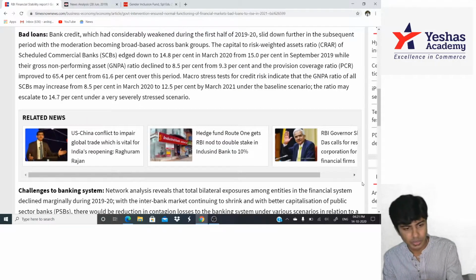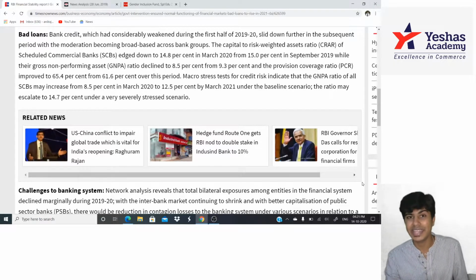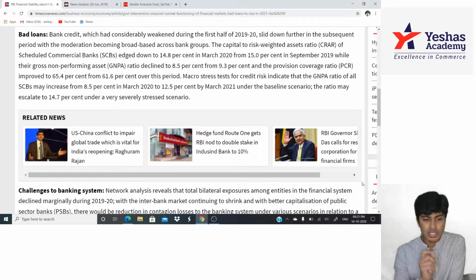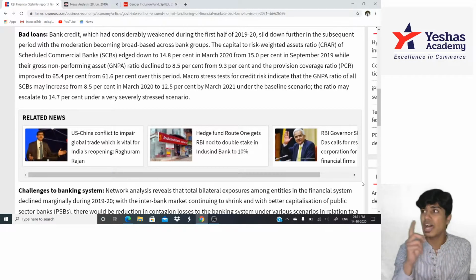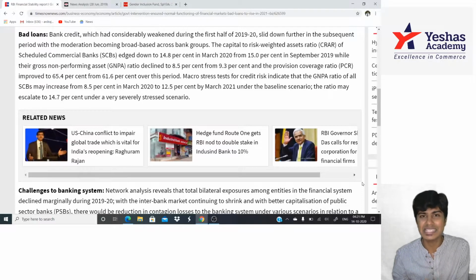See if you can continue reading. While their gross non-performing asset ratio. Now, what exactly is GNPA? Gross non-performing asset. Let's focus on the word non-performing asset. What exactly do you mean by non-performing asset? Let's focus on the last word, asset. We're talking from the bank's perspective with regard to asset. What exactly is an asset to a bank?